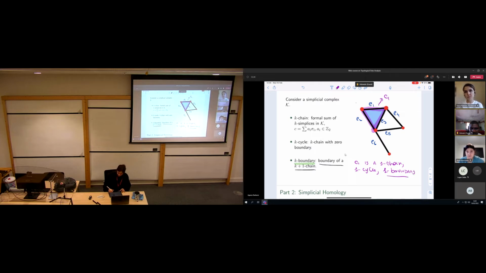Why? Because I'm not going to do the computation, but C1 is the boundary of the face F. If you compute the boundary of F, you will see that that's exactly E1 plus E2 plus E3.